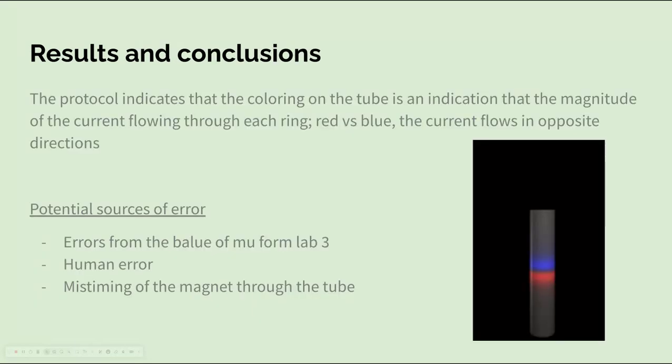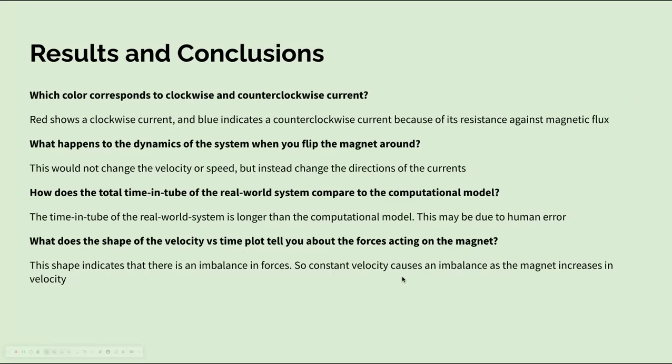So, results and conclusions. The visualization indicates that the coloring of the tube is an indication that the magnitude of the current is flowing through each ring. Red versus blue, the current flows in opposite directions. A few potential sources of error can be errors from the value of mu from Lab 3. Human error, mistiming of the magnet through the tube, can also be an error.